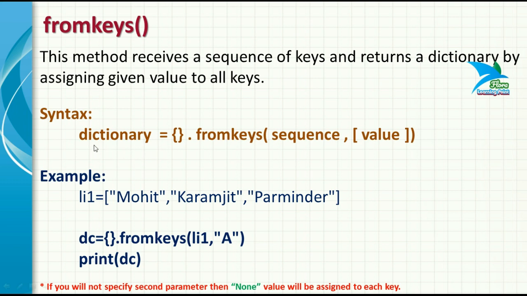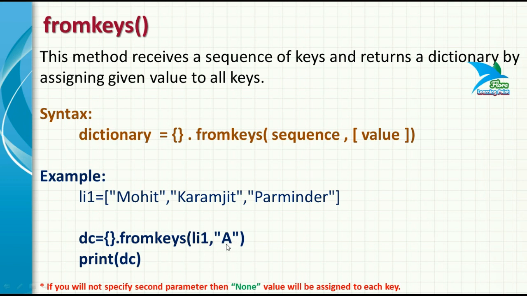The next function that we are having is the fromkeys function. This method receives a sequence of keys and returns a dictionary by assigning a given value to all keys. With the help of this function, you will be able to assign the same value to multiple keys at the same time, but you have to store all the keys inside a list. So first of all, you have to make a list. Then with the help of the fromkeys function, you assign a common value to all these keys and make a dictionary.